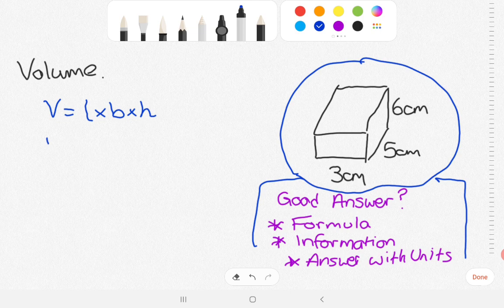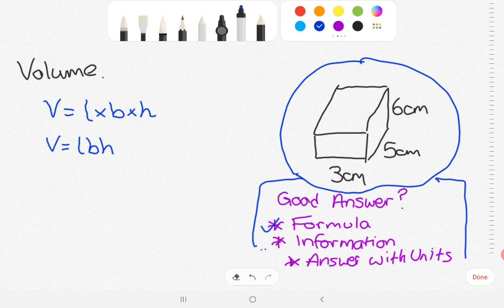And you and I both know that we like to write as little as possible in maths sometimes, so you might also see it written as V equals LBH without the times signs there, because we know that where letters are together it means that they're multiplying. So that's our first thing done. Our good answer starts with a formula. There's the formula that we're using.